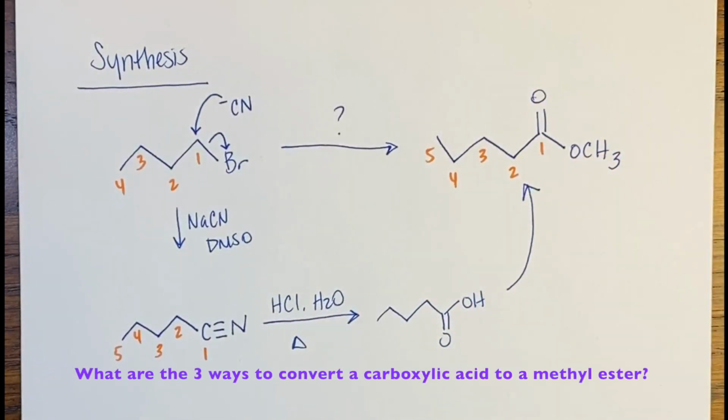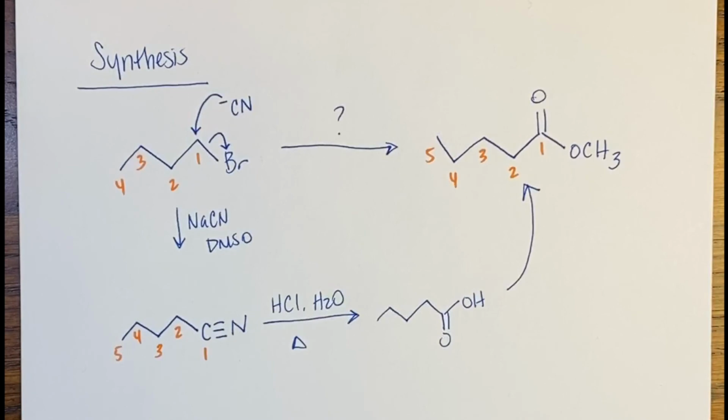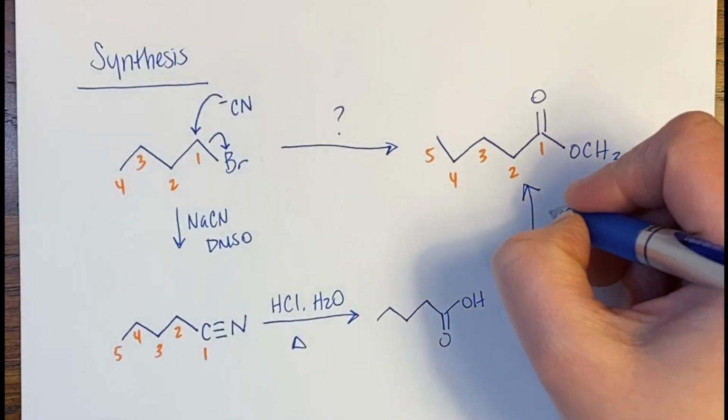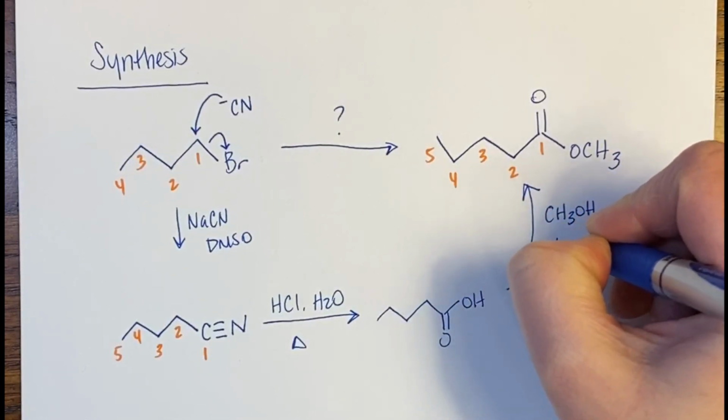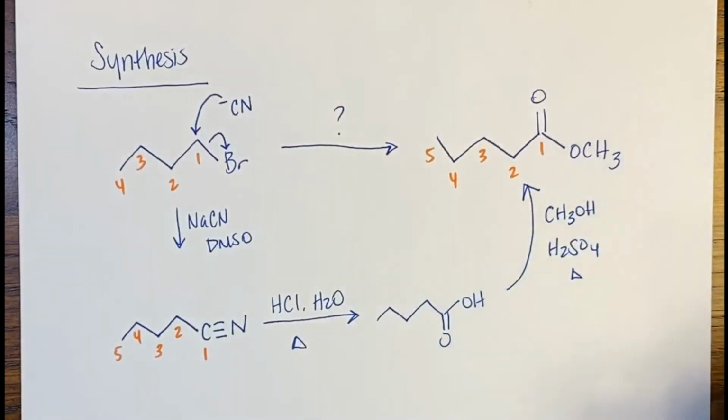There's 3 ways that I can convert a carboxylic acid to a methyl ester. Do you know what they are? The first way that I can convert a carboxylic acid to a methyl ester is by far the most general way to synthesize an ester, and that is the Fischer esterification. So that will require methanol, an acid like sulfuric acid, and heat. That reaction allows me to make any ester.